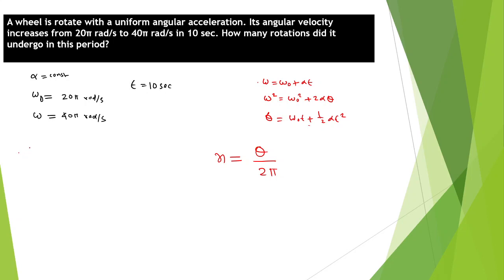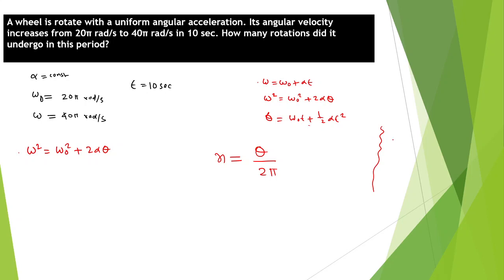We know the formula omega square equals omega naught square plus 2 alpha theta, right? This formula we already know. But guys, there is a problem. We don't know the value of alpha here. So what can we do? We have to find out alpha, because if you want to apply this formula, you need alpha. So how can we do it?